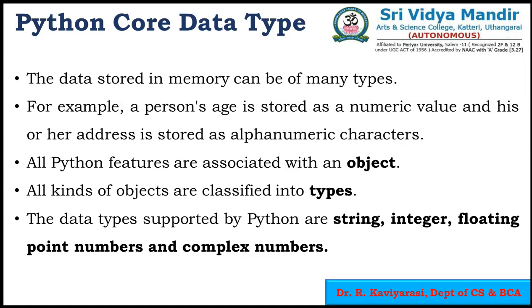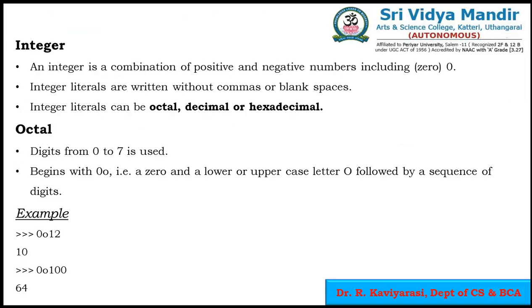All Python features are associated with an object. All kinds of objects are classified into types. That means they are classified into data types. Some of the data types supported by Python are string, integer, floating point numbers and complex numbers. Let me see all the data types with an example in detail. Let me discuss the integer data type first.